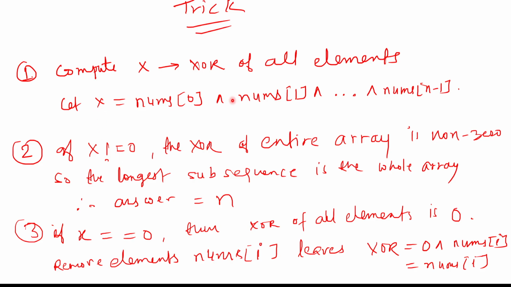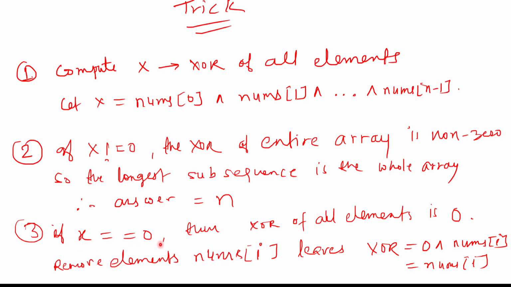It means the result is not 0, so all the elements are not the same, somewhere one is different, right? So if X is not equal to 0, the XOR of the entire array is non-zero, correct? So the longest subsequence is the whole array, so we will return the length of the array as the answer.